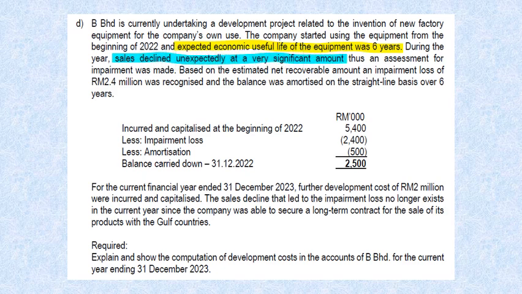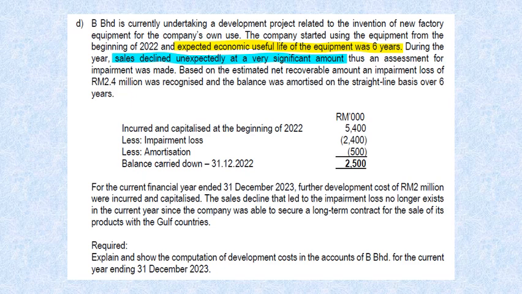Second, in the first year of use of the equipment, the sales for the products produced by the equipment unexpectedly experienced a significant decline. Now, this can only mean that the firm could also expect a decline in the recoverable amount of the research and development project. Thus, it must do the impairment test to see if that is the case.